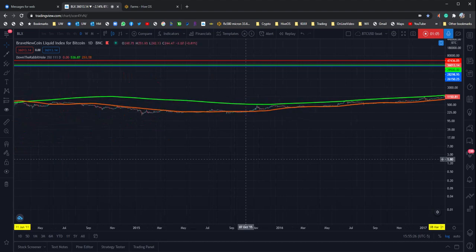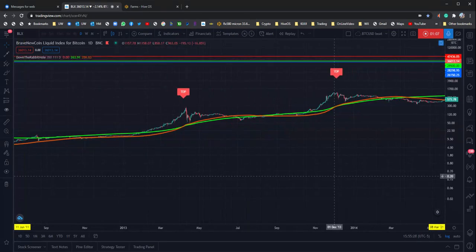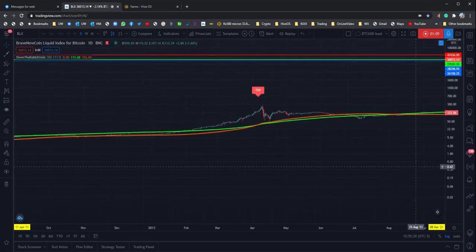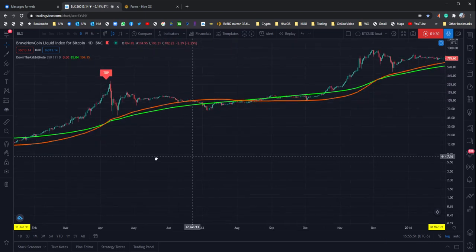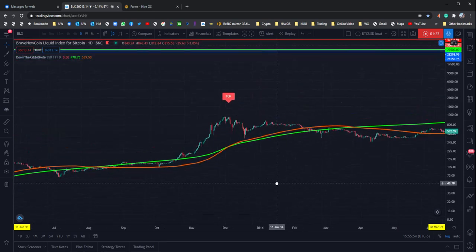It predicted the top, and if we zoom in, it's within 3 days. So this would have signaled an exit right here. 1, 2, 3 days. We can say 4 because of this red candle, but that was a dump. It was opening here and then down. I would call that a massive win.